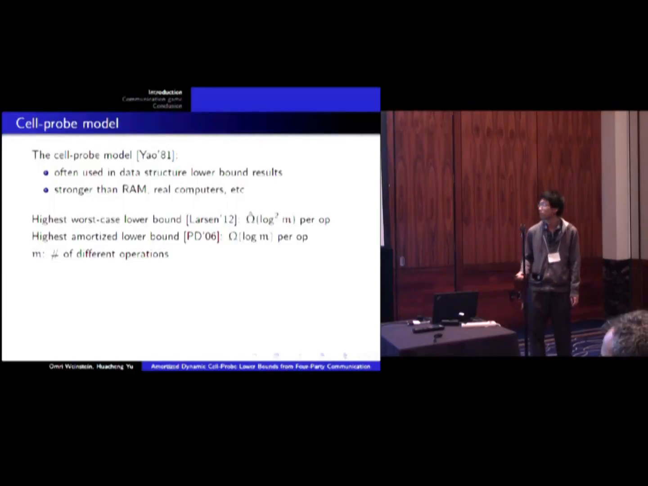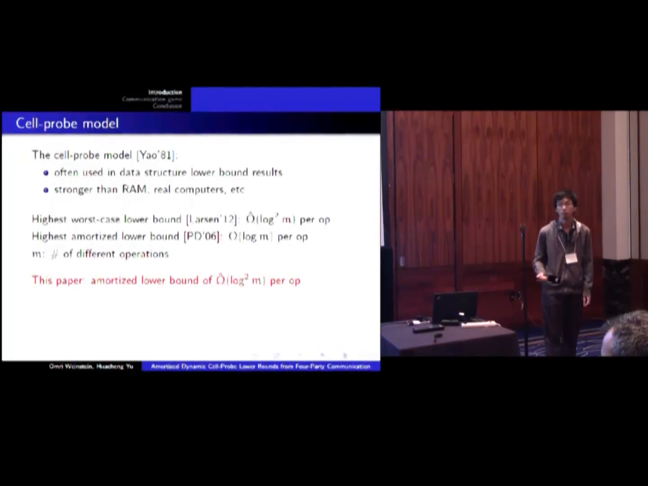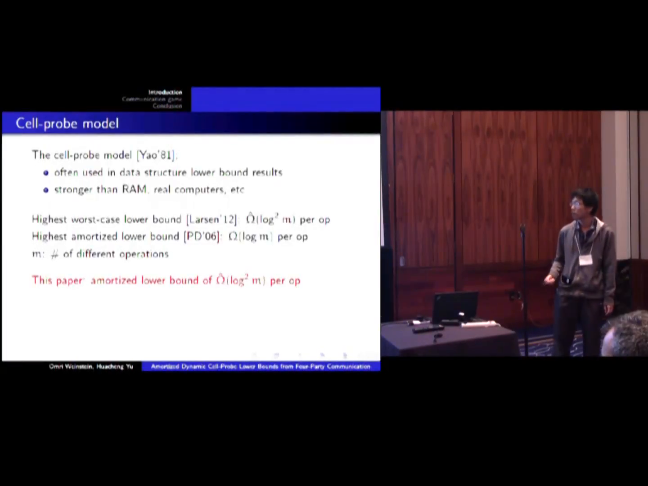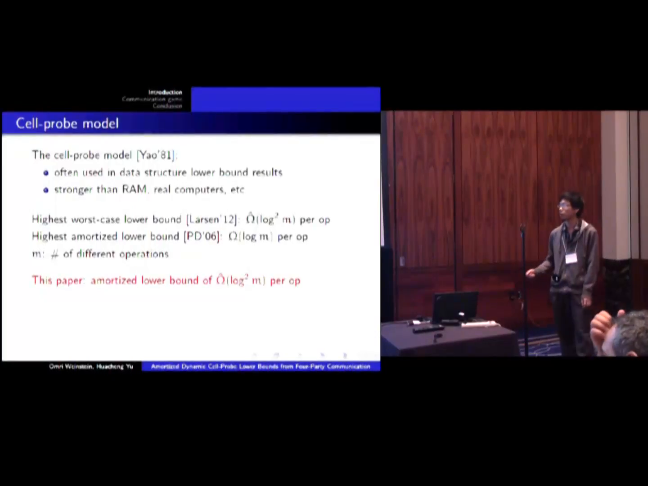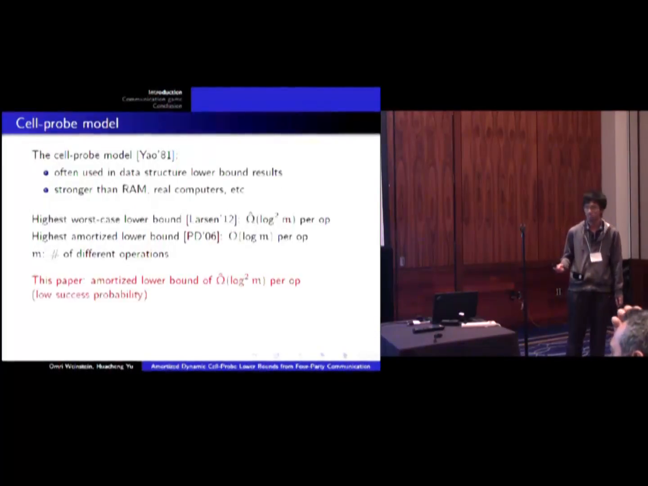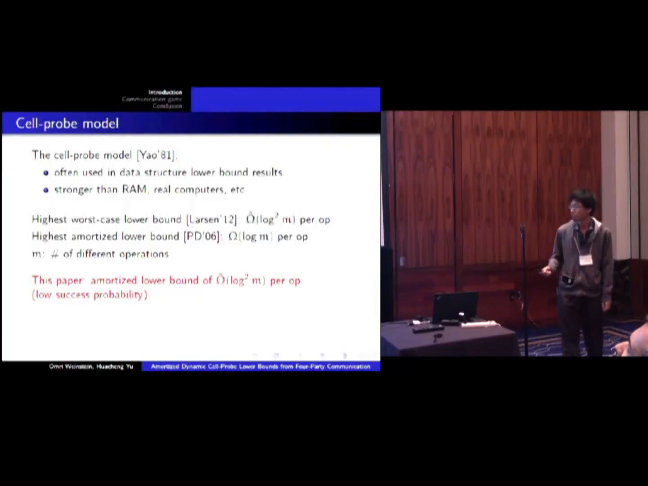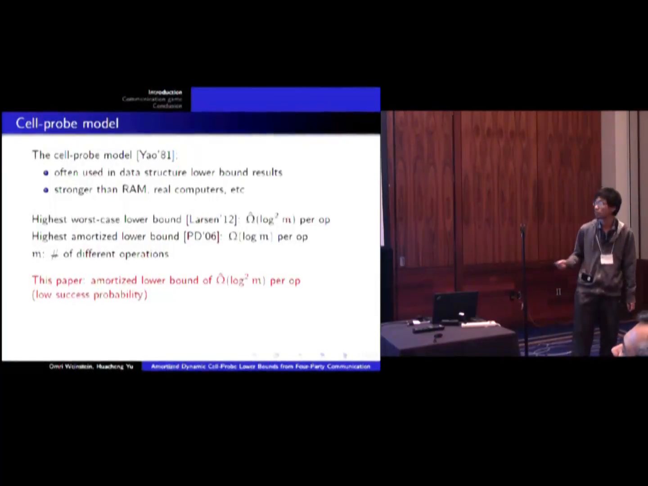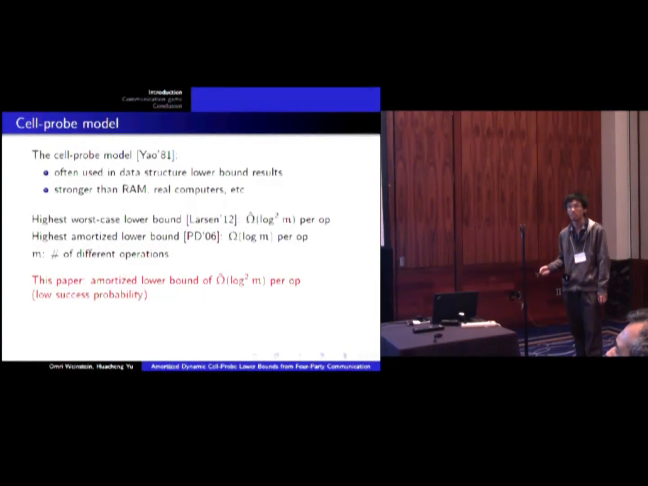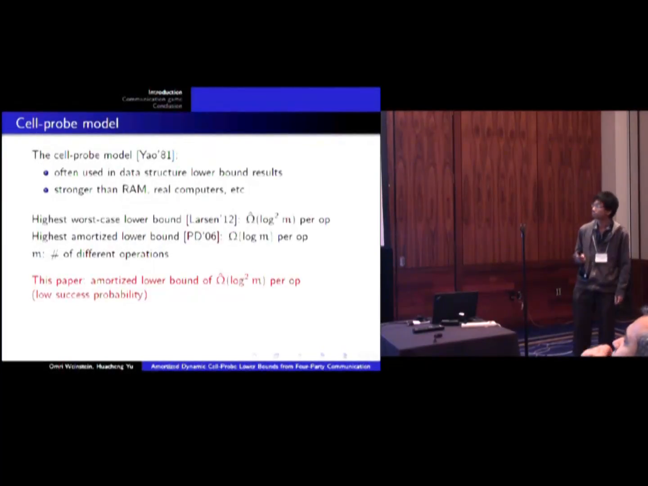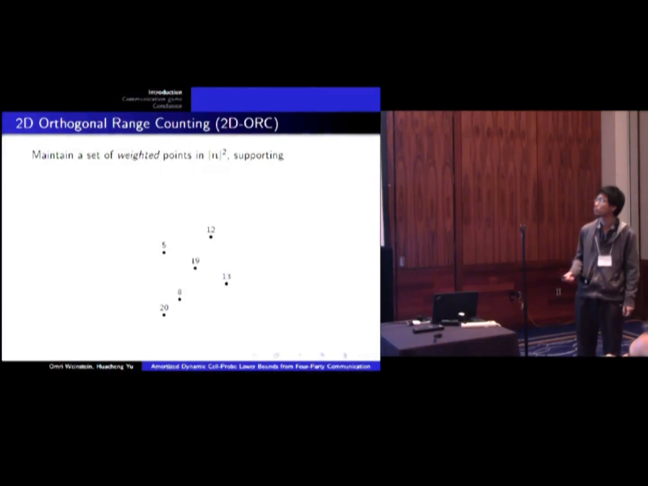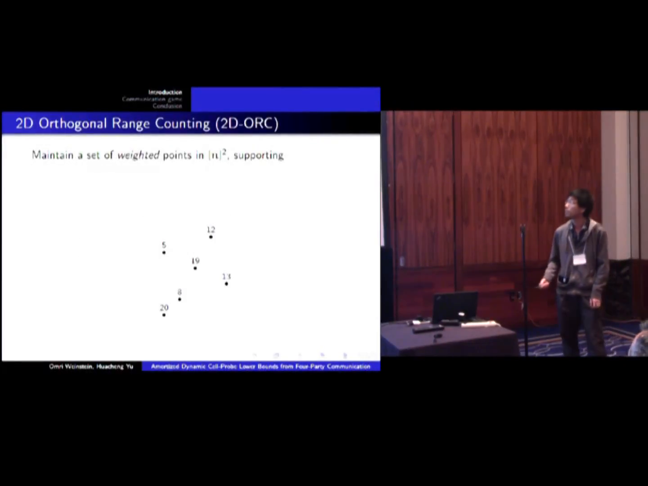And in this talk, we introduce a new technique which can be used to prove an amortized lower bound of (log m)^2 per operation. And moreover, this lower bound will hold even if the data structure only succeeds with a very low probability. And I will explain what it means in a few minutes. So before that, first let me define the problem we prove a lower bound for, and Larsen did.